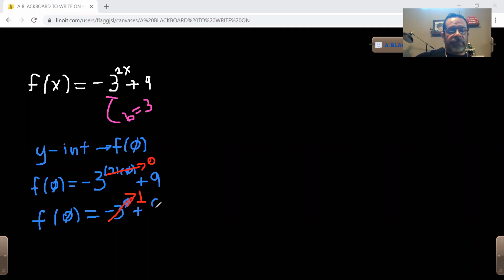And so if 3 to the 0 equals 1, then f of 0 equals minus 1 plus 9. And so the y-intercept, which is f of 0, is going to be equal to 8.